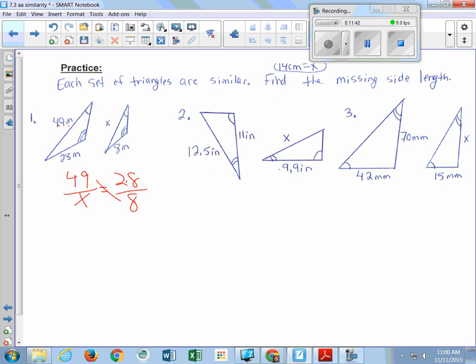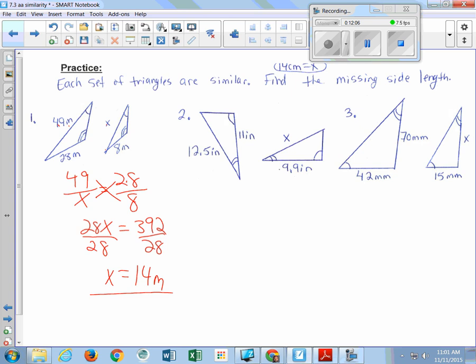So now I'm going to cross multiply. 28 times x is 28x equals 49 times 8, which is 392. Then I'm going to divide both sides by 28, and x equals 14, and that would be meters.